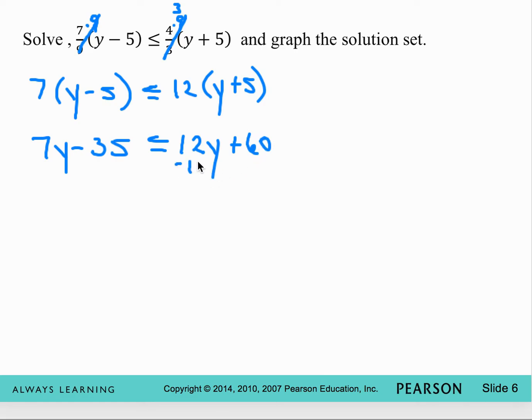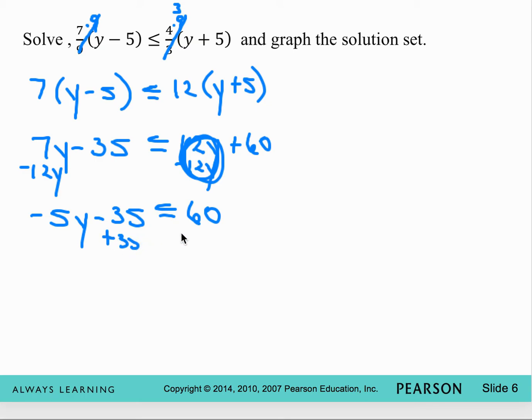Put all your variables on the same side, and if it's an inequality, make it the left side. So we have negative 5y minus 35 less than or equal to 60. Okay, undo what's being added to that variable. So negative 5y less than or equal to 95, and undo what's being multiplied to the variable.